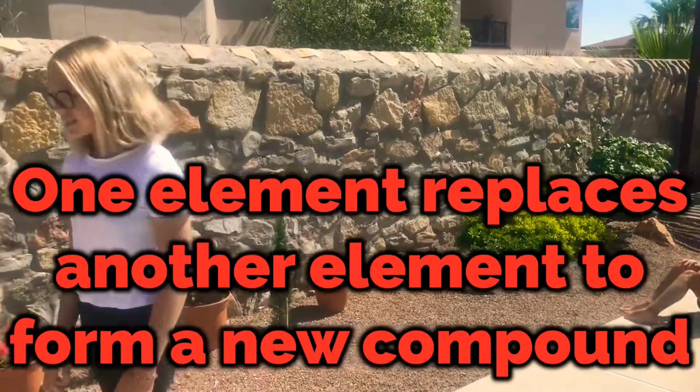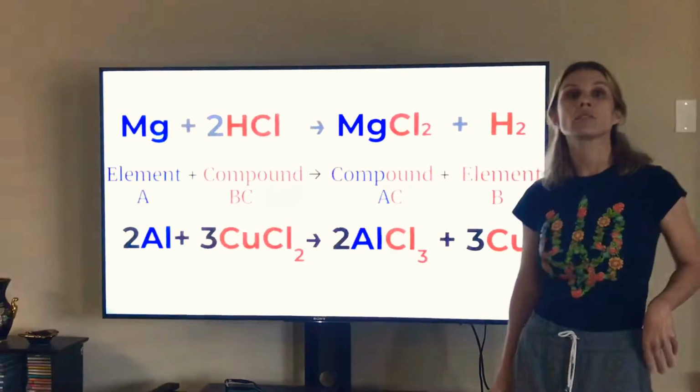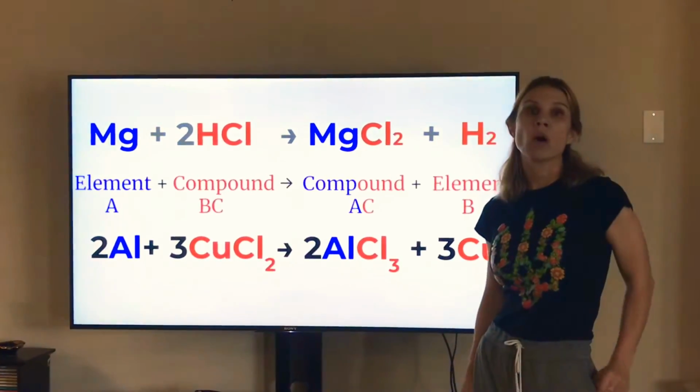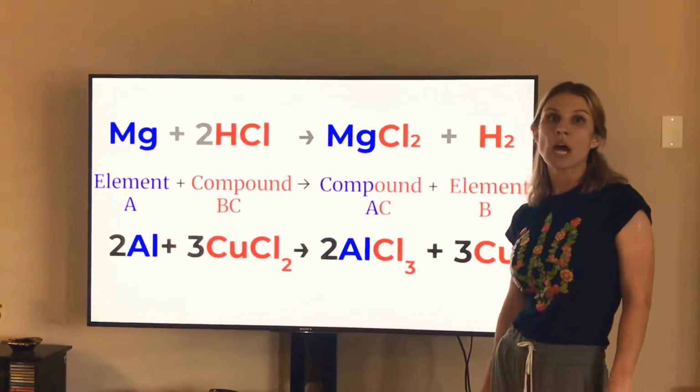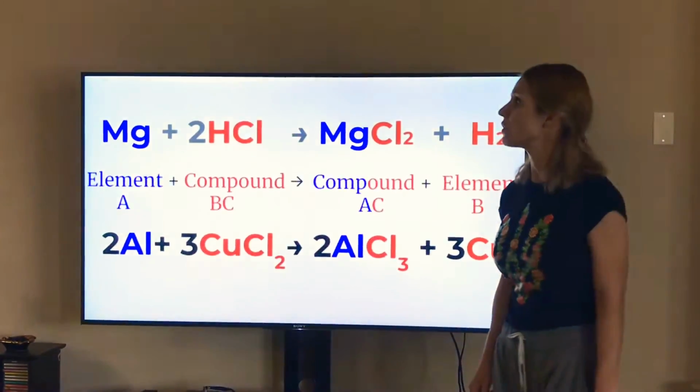I've been replaced. Next type is a single replacement, when an element in a compound is being replaced. So those are the things to watch for. You're always going to start with an element and a compound on your reactant side.